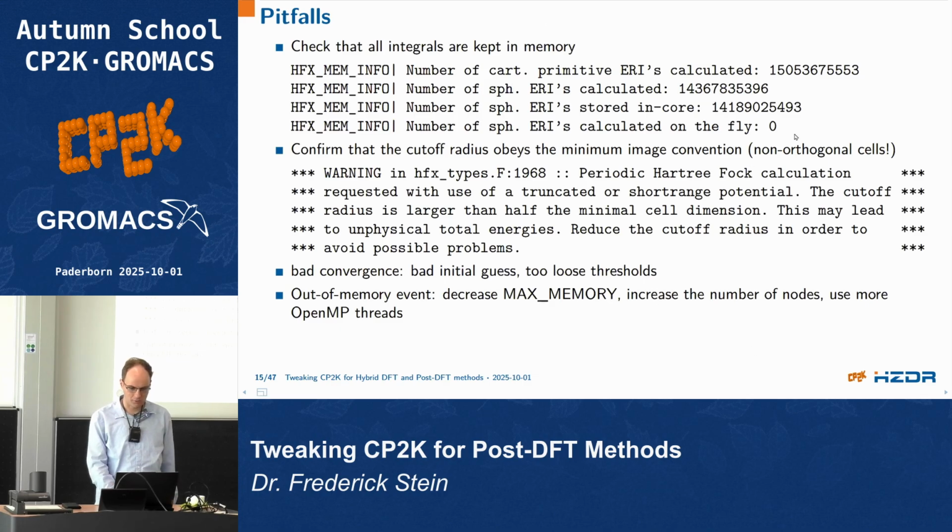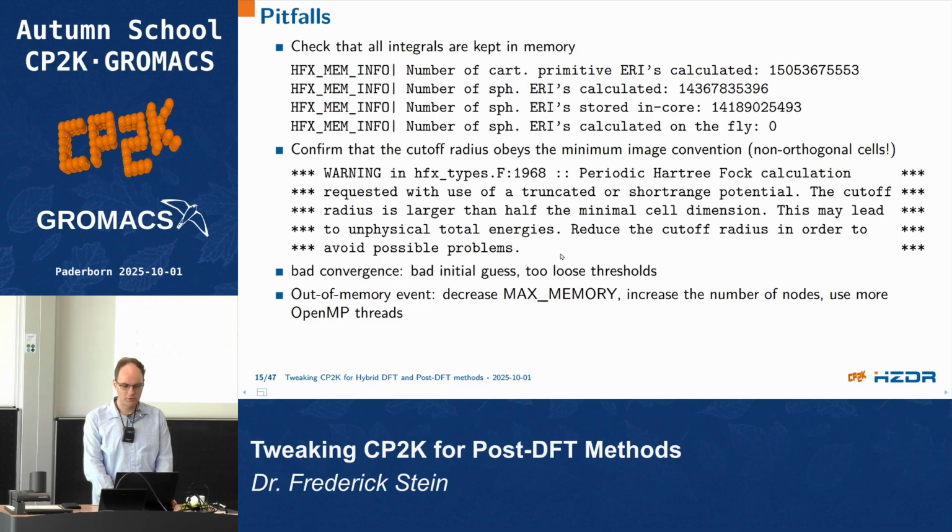To give you a few hints on what may go wrong. The first thing is, of course, this max memory parameter that I was talking about already several times. For that, you should check the output file, where you just grep for HFX_MEM_INFO. And then this value here, number of spherical integrals calculated on the fly, should be 0. If that's not the case, you either have to increase the max memory, or if that's not possible because you're already at the limit of your machine, you should use more cores if necessary. If that's not possible anymore, then you have to deal with significantly higher costs for the Hartree-Fock kernel.